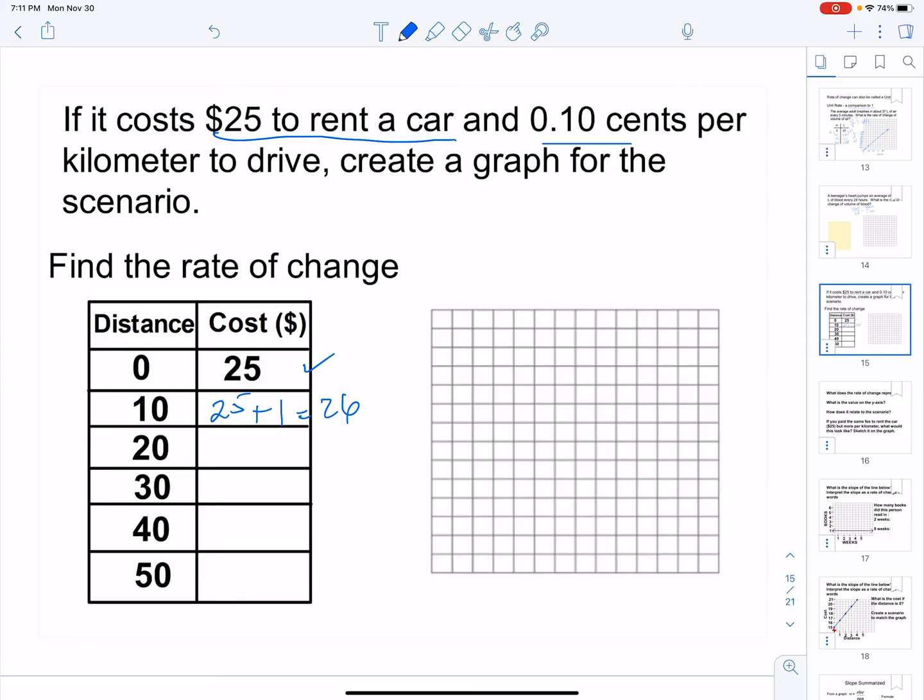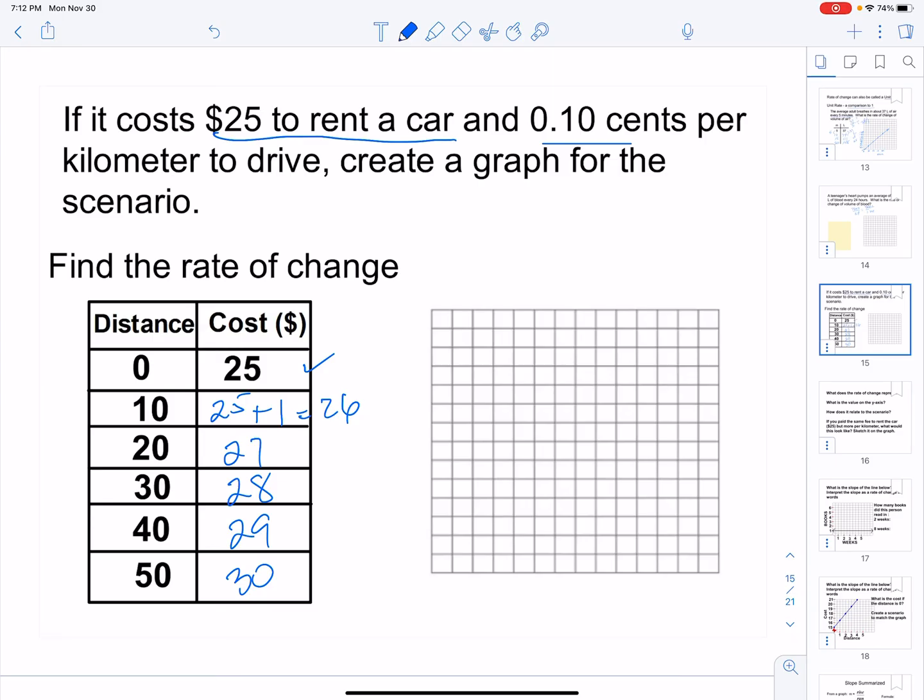Well, what if I wanted to drive it 20 kilometers? Well, if 10 kilometers cost you $1, how much is 20 kilometers going to cost? It's going to be $2. So that would be 27. What about 30? 28. What about 40? 29. What about 50? 30. Very good. Okay, now once we have our data, we can now graph that.